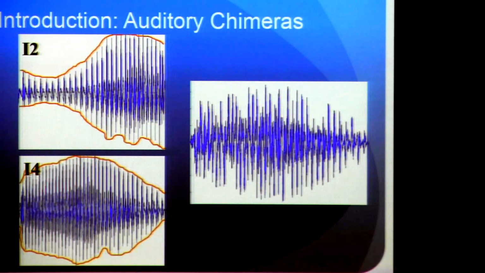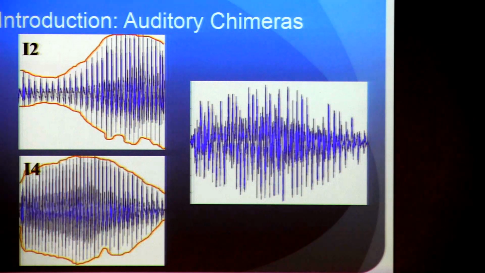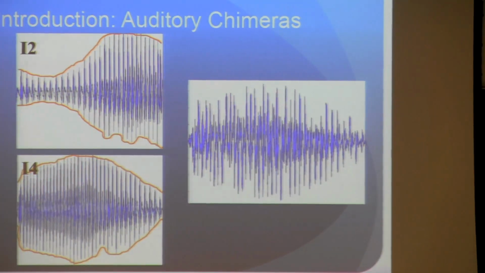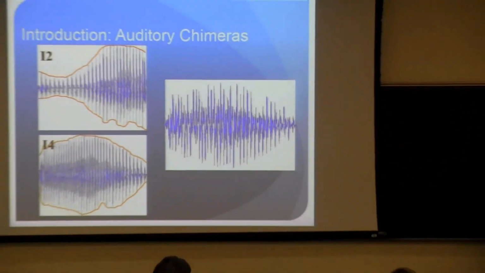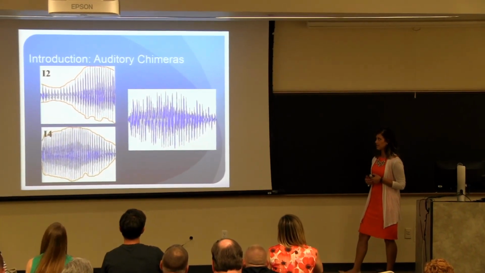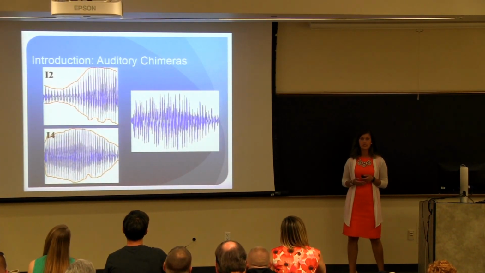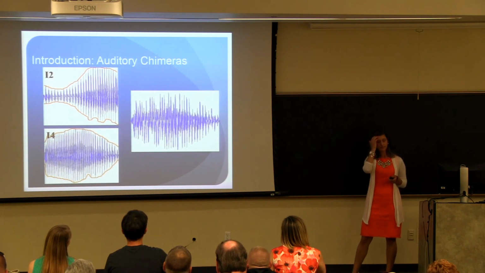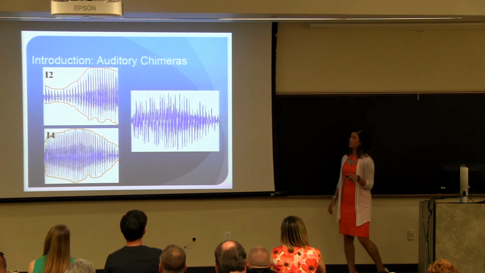So to examine the importance of envelope and fine structure cues of an acoustic stimulus, Smith and colleagues synthesized an acoustic signal that contained the envelope of one sound, and they combined it with the fine structure of another sound. The resulting stimulus is what we call an auditory chimera. And I have an example of one shown here.